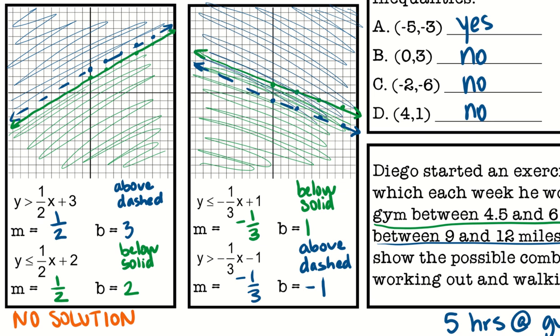So here's another example of parallel lines, but these do overlap. We have this space right in the middle where those inequalities overlap each other. So anything between those or on that solid top line would be a solution to the system of inequalities.